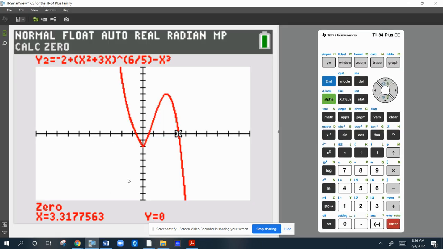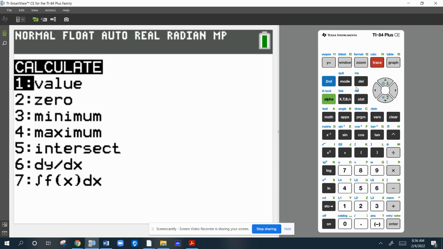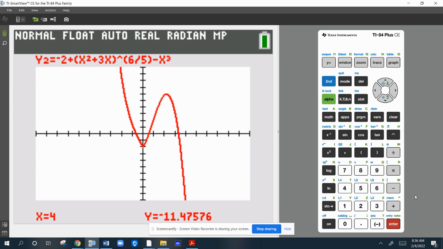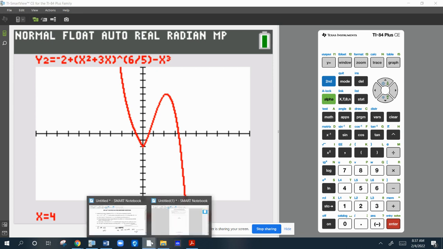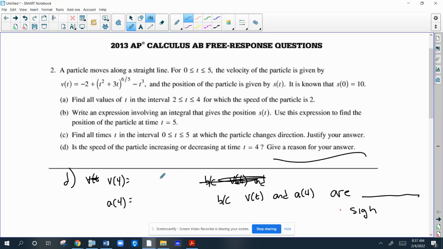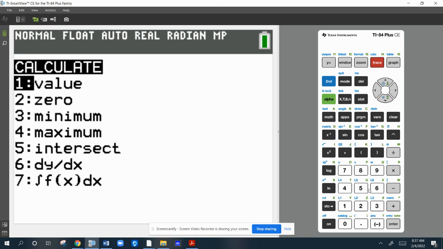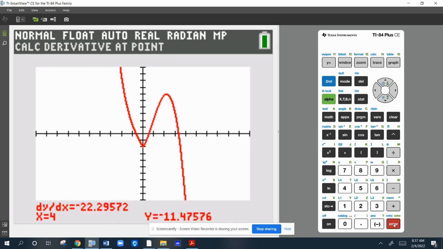On the calculator, v of 4, this is the velocity, so second calc value at 4. Negative 11.476. a of 4 is easy as well because we know the acceleration is the derivative of the velocity. So second calc derivative, 6, at 4, bam, negative 22.295.